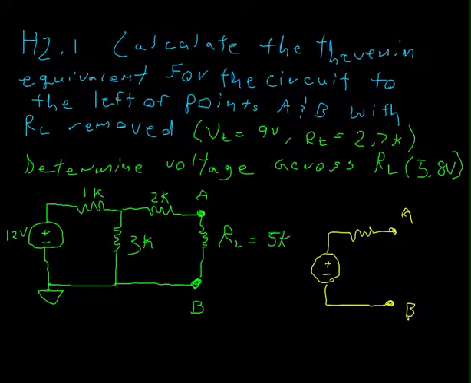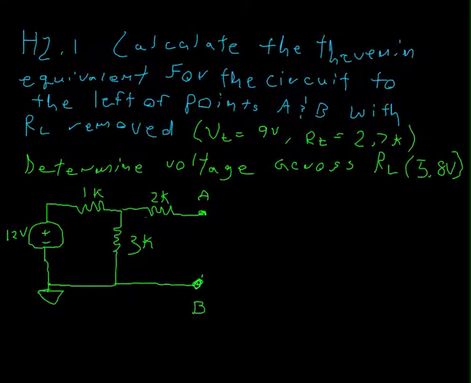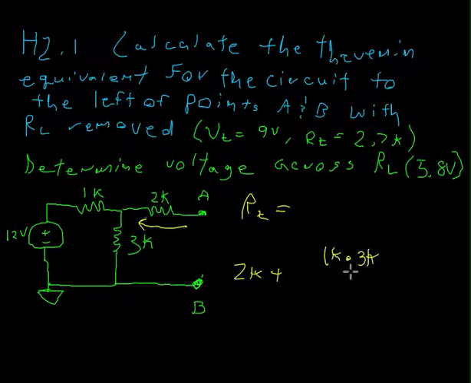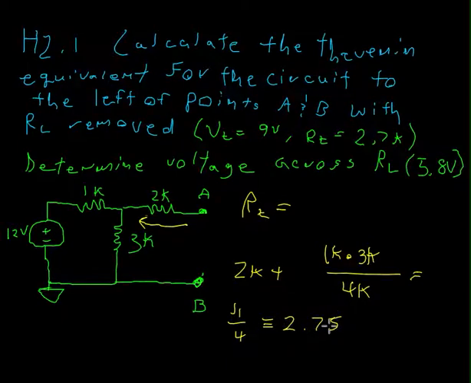The easiest way to start this calculation is by knocking out our load, because it's what we're going to calculate eventually. So by taking it out of the circuit, we can then look at the Thevenin resistance, R sub T. We start here with the 2K, and we add it with the two resistors that are in parallel, the 1K and the 3K. To find their equivalent resistance, you put the product over the sum. What this eventually gives us is 11 over 4, which is exactly equivalent to 2.75.